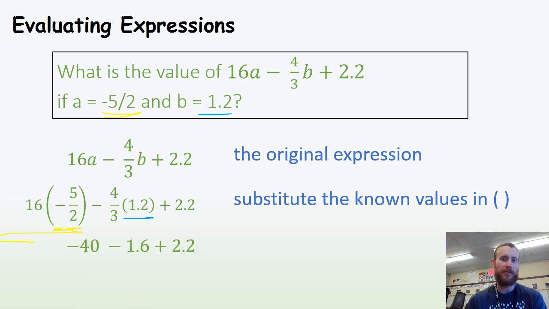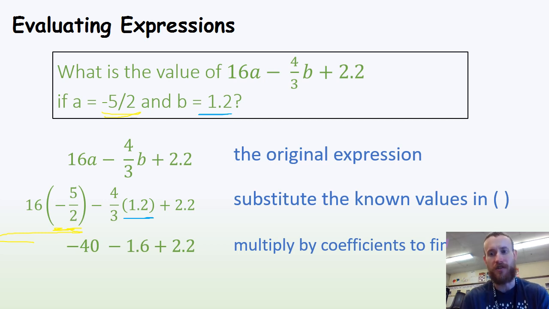Multiplication, so 16 times -5/2 is -40. It's a negative number. 16 times 5 is 80. Divide that by 2, you get 40, but it's negative. 4/3 of 1.2 is 1.6. Again, a negative sign here, so it's negative. And our 2.2 is the constant term, so that's still 2.2. Sorry, this gets cut off, but multiply by the coefficients to find those values. Still 3 terms.